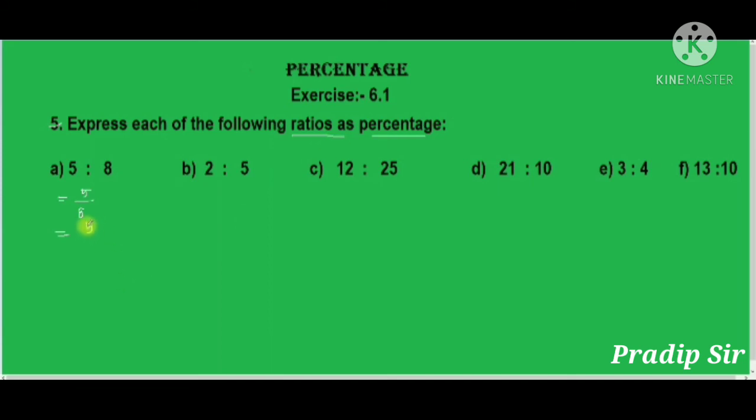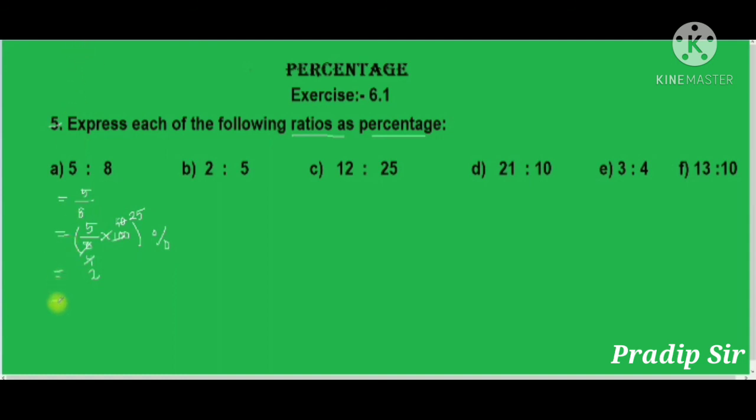Then what you will do? This one you multiply by 100, and outside the bracket you give the percentage symbol. Now you see, you can cut this 8 and 100. If you cut this one by 2, then there will be 4, and if you cut this one by 2, there will be 50. 2 times 50 is 100. Again you cut this by 2, then there will be 2, and then there is 25. 25 to the 100, and there is 2 to the 4.